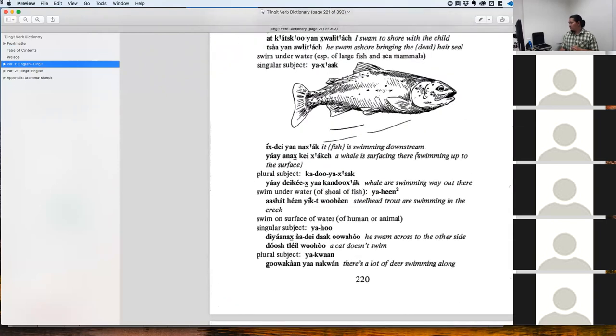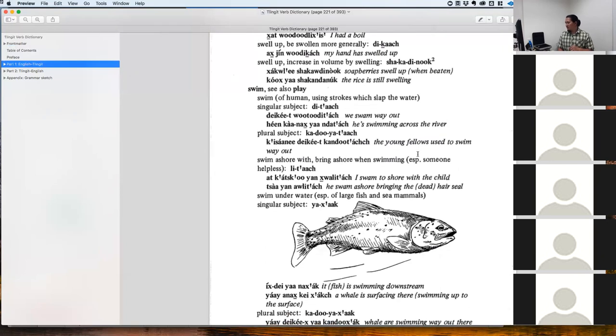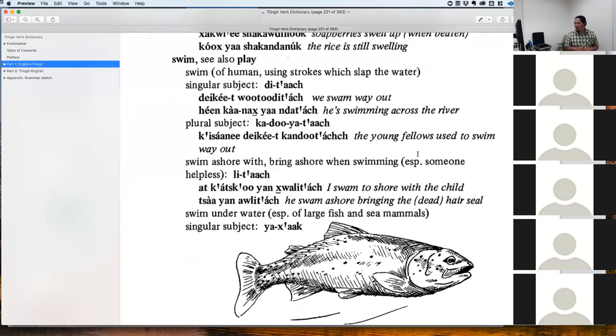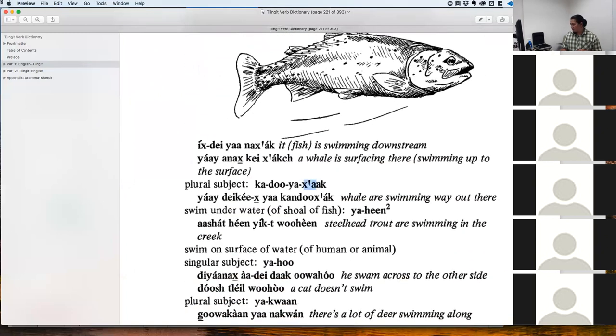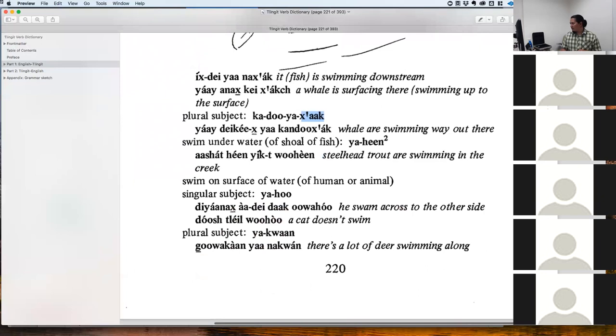So then here's a bunch of swim verbs, depending on what type of swimming we're talking about, whether there's singular or plural. And so we see the root is changing. Tach is to slap something. Kak is for something to swim underwater. Keen is a school of fish to all swim together.